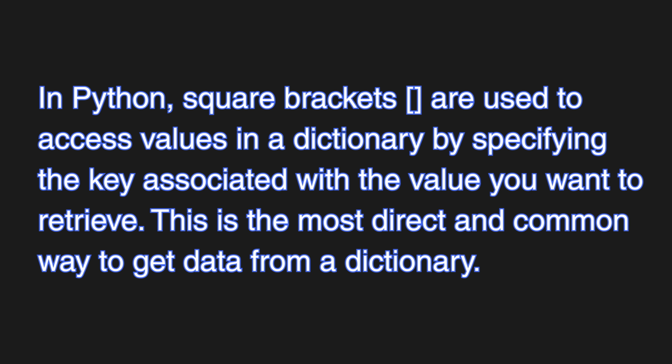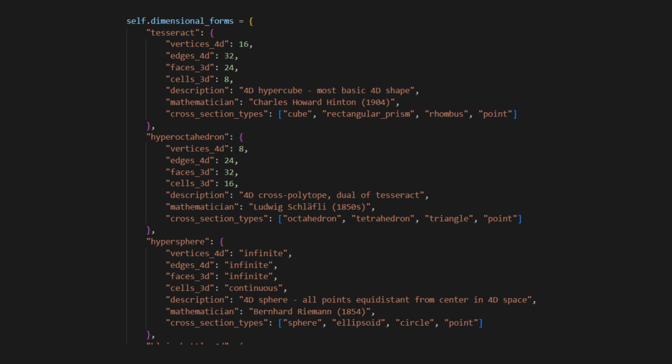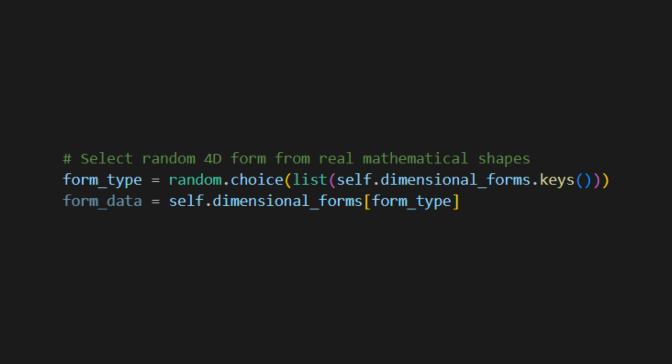The brackets act like a precise filing system that instantly locates the right information package. So form_type contains the randomly selected key, let's say tesseract. When we write self.dimensional_forms[form_type], and remember, we just initialized form_type the line before and assigned it to the value of the outcome of that random choice. So now we're using that in the very next line.